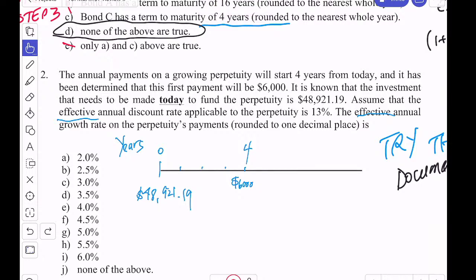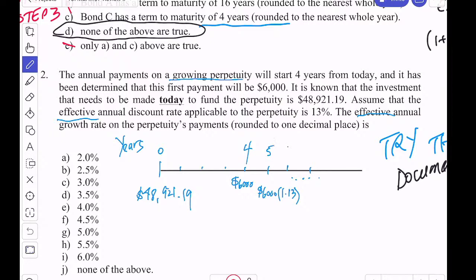So you want to find the growth rate. This is a growing perpetuity, you're told. What we know so far is the first payment will be here. And then because it's a perpetuity and it's growing, the next one will grow by, sorry, not 6%, but the growth rate, and then it goes on and on forever.